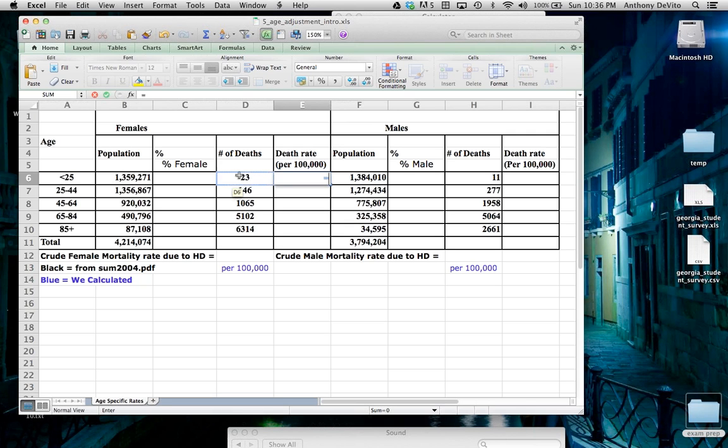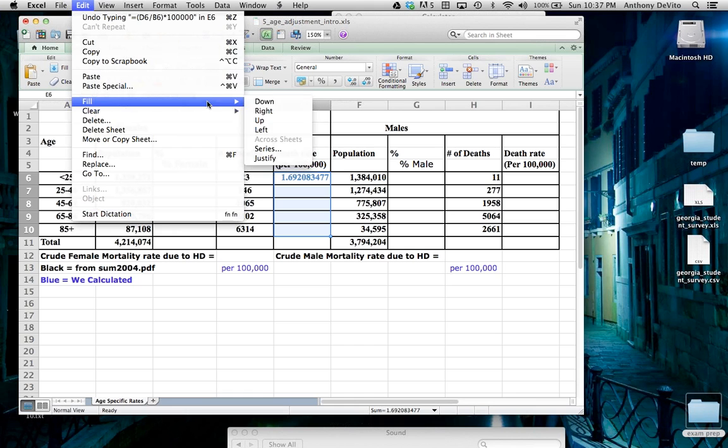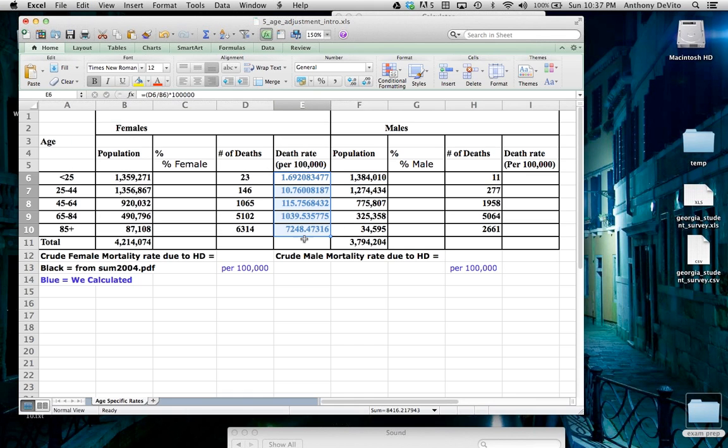It's going to be equal to the number of deaths divided by the population in that age group. And then I'm going to multiply that by 100,000, just so we don't have to deal with fractions. Whoops, I wanted my times 100,000 to be outside the next parentheses. Okay, it's 1.69. I'm going to calculate it for all the rest of these as well. Fill down. Okay, and those are my death rates.